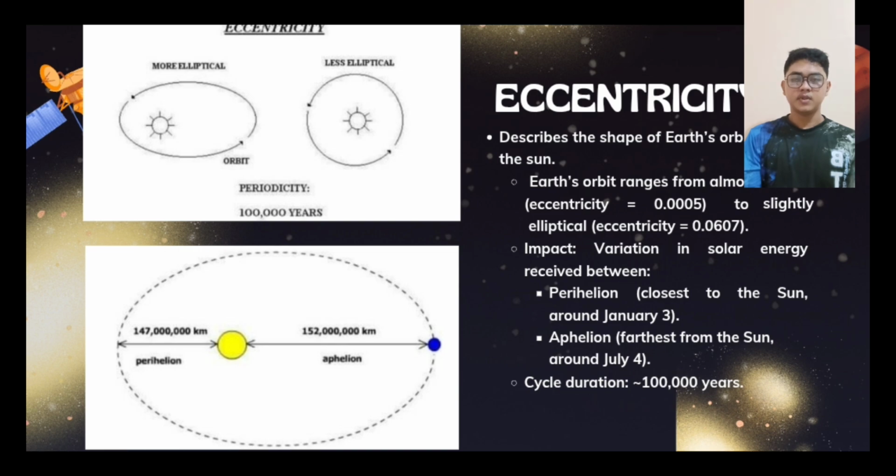Variation in solar energy received between perihelion, closest to the Sun around January 3, to aphelion, farthest from the Sun, July 4, and also changes the distance between Earth and the Sun during perihelion, closest to the Sun, and aphelion, farthest from the Sun. Cycle duration: 100,000 years.